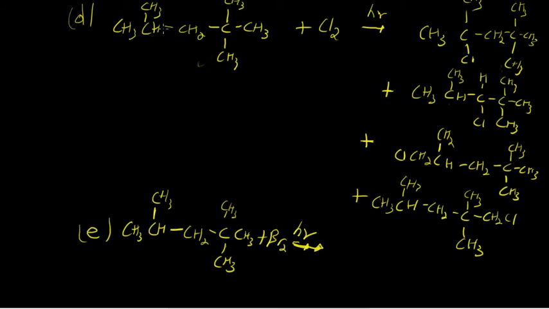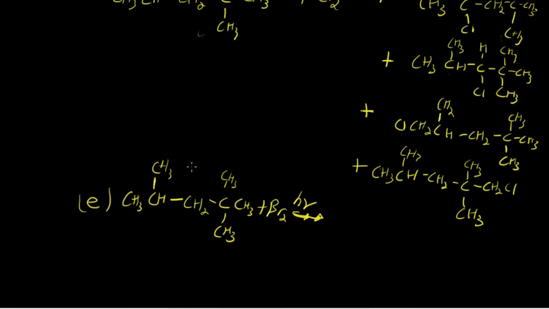See, the likelihood of a tertiary hydrogen being abstracted by chlorine relative to a primary hydrogen is about 5 to 1. But the likelihood of a tertiary hydrogen being abstracted by bromine relative to a primary hydrogen is anywhere between 1600 to 1700 to 1. So quite a bit more selective. So you're really only going to get substitution at this carbon. This hydrogen is going to be replaced with a bromine. So in this case, you'll really be only getting this product here.